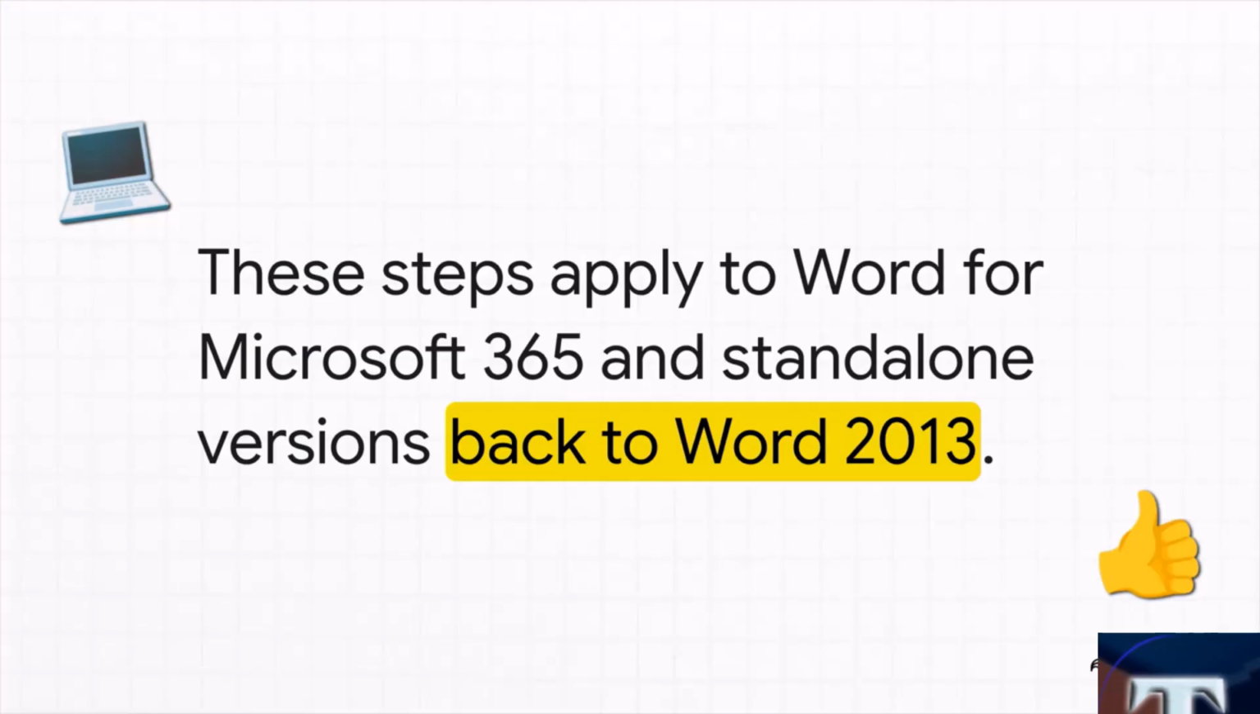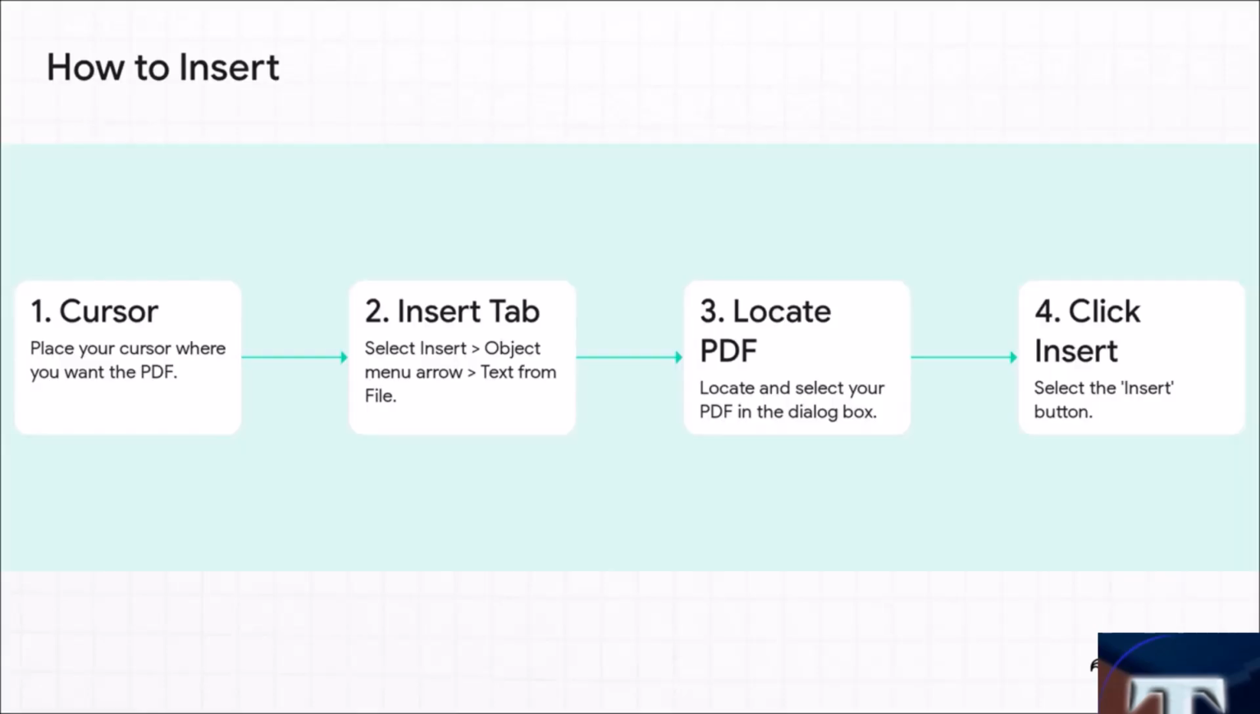And hey, just a quick note on compatibility. If you're using Word for Microsoft 365 or really any version from 2013 or newer, you are all set. The process itself is really just a few clicks. So you'll start on the Insert tab, but the key here is to look for the Object menu. From there, you're going to choose Text from File. Find your PDF, click Insert, and, well, Word takes care of the rest.